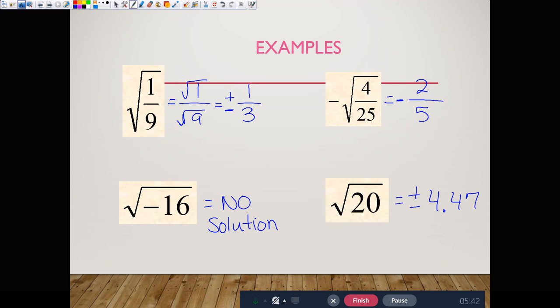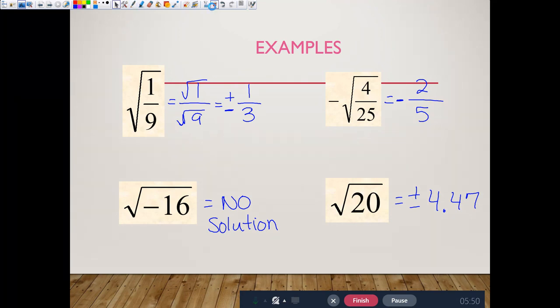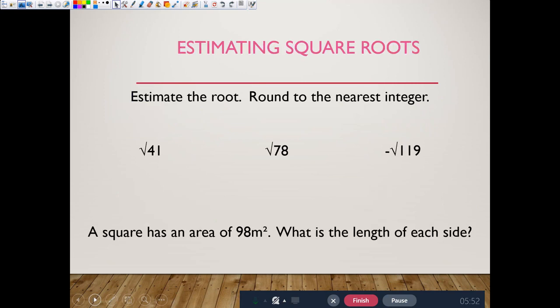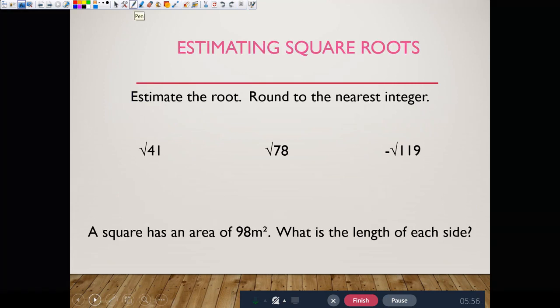Because on your EOC, there will be a day without a calculator, and this would be a perfect example of a day that you wouldn't need a calculator for. All right. So this says estimate the root. Round to the nearest integer.